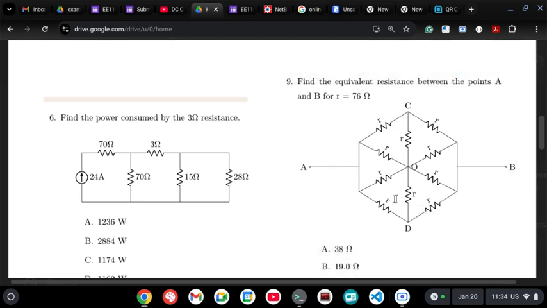So one of the things, you have to use conversion of the star to delta and delta to star resistances. As far as I remember, I kept a video on that, so you can have a look at it.